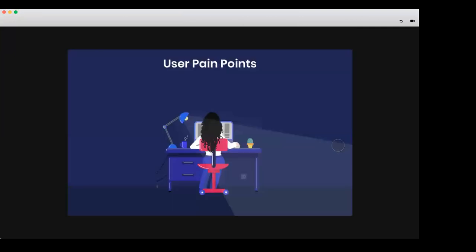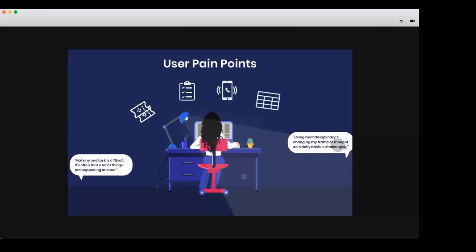So in this scenario, the key pain points we identified based on those user interviews are represented by these quotes. So not any one task is difficult. It's often that a lot of things are happening at once, and being multidisciplinary and changing my frame of thought on a daily basis is challenging.